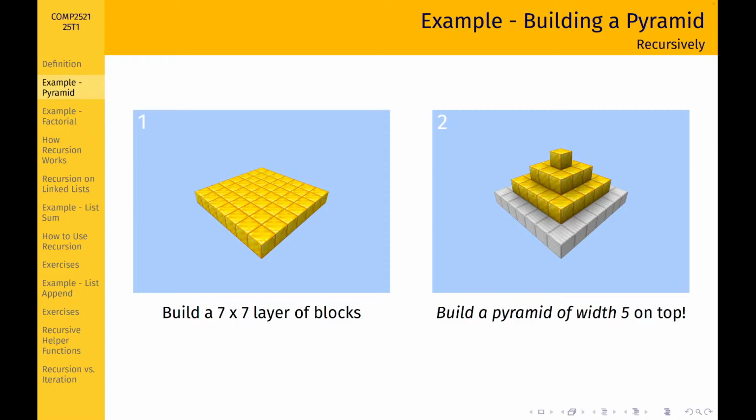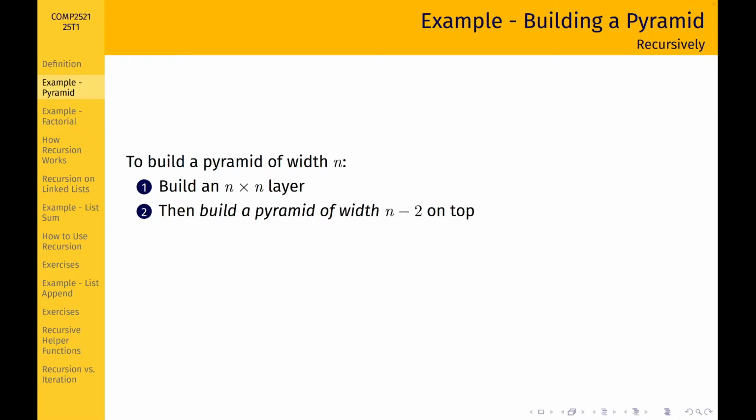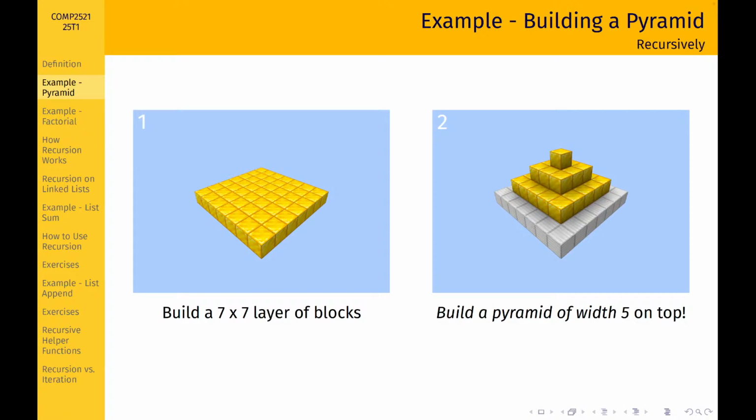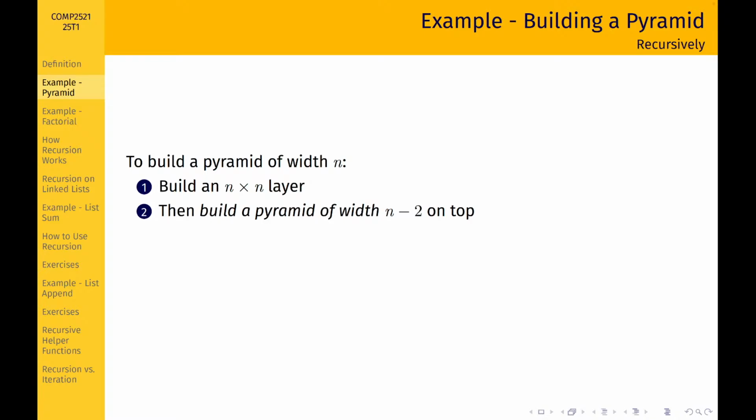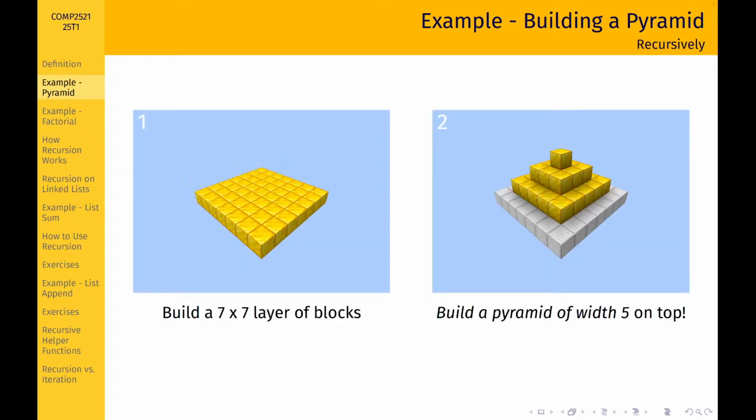To build a 7 by 7 pyramid, or 7-width pyramid, we can first build a 7 by 7 layer of blocks, and then we can build a pyramid of width 5 on top. So that's how we describe building a pyramid recursively. If we were to write the procedure for this, it might look something like this. To build a pyramid of width n, we'll build an n by n layer of blocks. Then we will build a pyramid of width n minus 2 on top. Makes sense? To build a 7-width pyramid, we put a 7 by 7 layer, then we build a pyramid of width 5 on top. If you were to follow these instructions, you would probably end up with a pyramid.